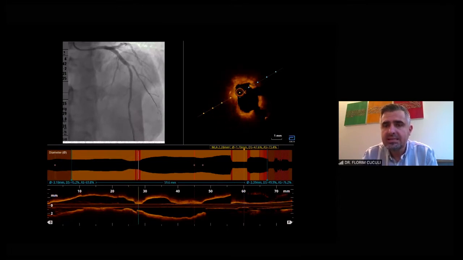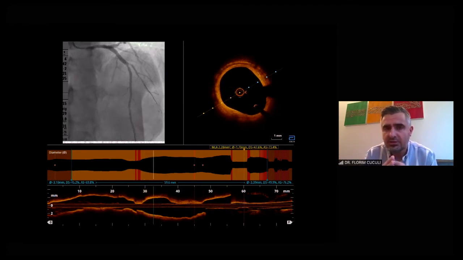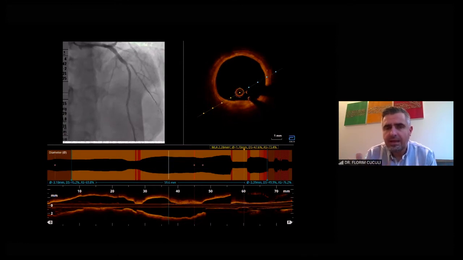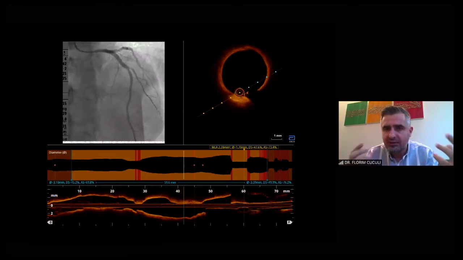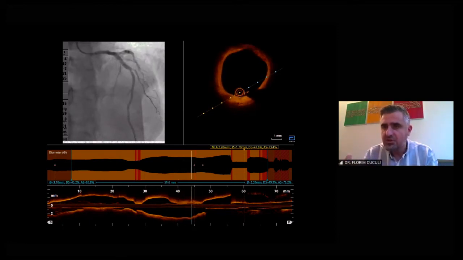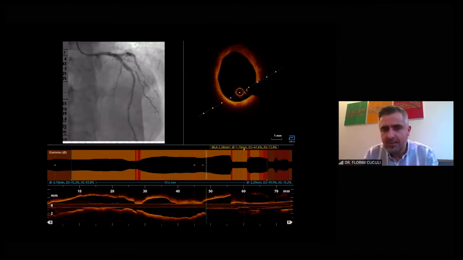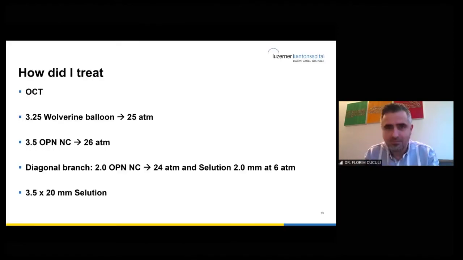And what you also can see is, although we used a 3.25 balloon, the lumen is still not very large. And yes, you can see angiographically as well, it's really not there yet. It's much better than in the beginning. The patient might be symptom-free. Colombo would do an FFR and see it's fine, but I was not happy. I want to be not better than Colombo, but better for the patient. So what we did here, I continued with a 3.5 OPN balloon, and I went to 26 atmospheres, which is rather high, but the lesion was not inflating.